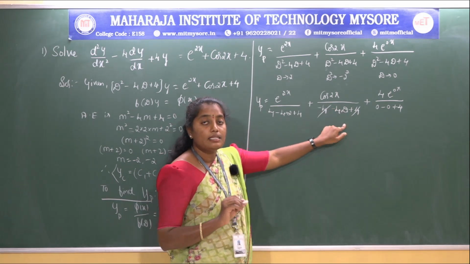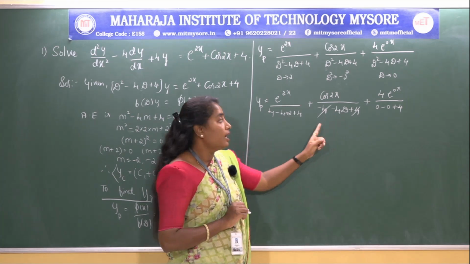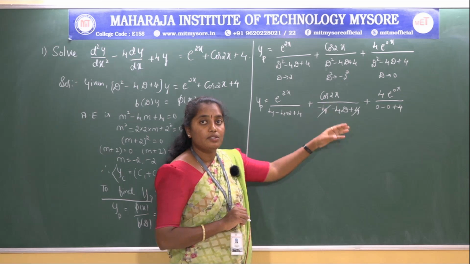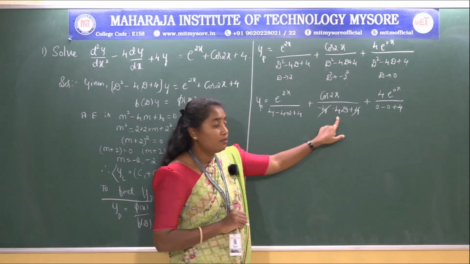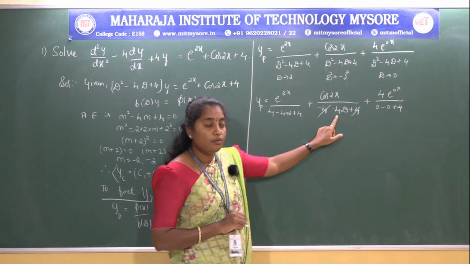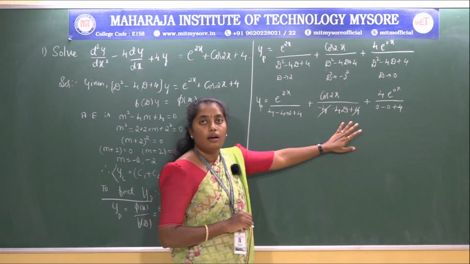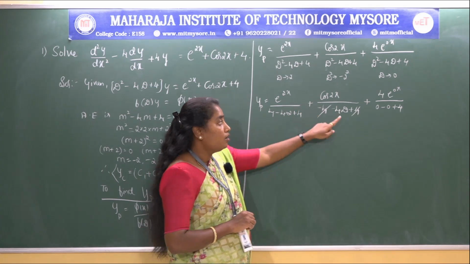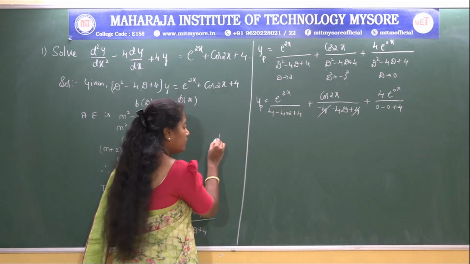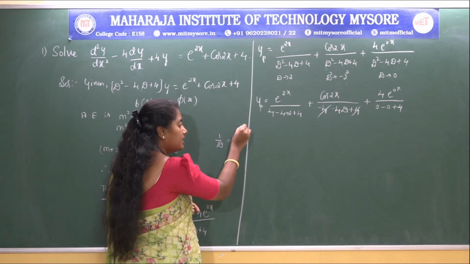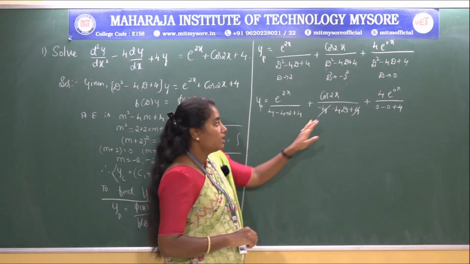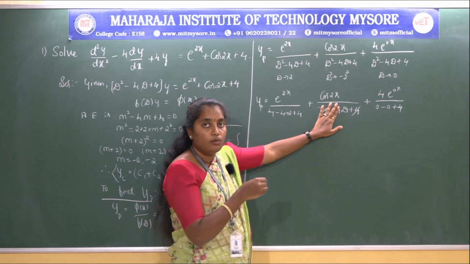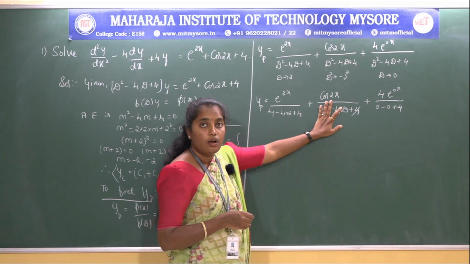If a D term exists in a trigonometric function, we have the following two steps. Either we can multiply by its conjugate, that is, minus 4D is there, the conjugate is plus 4D, multiply and divide by 4D. Or the value of 1 over D is nothing but the integral of the function, that is minus 4 integration of cos 2x. 1 over D is there, so integration of cos 2x.